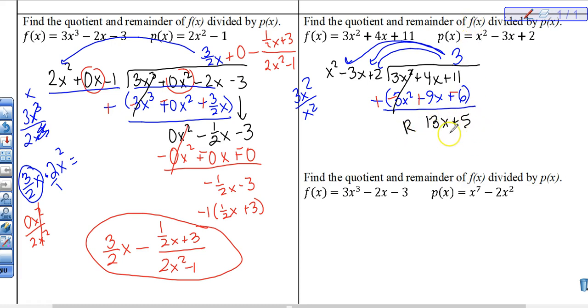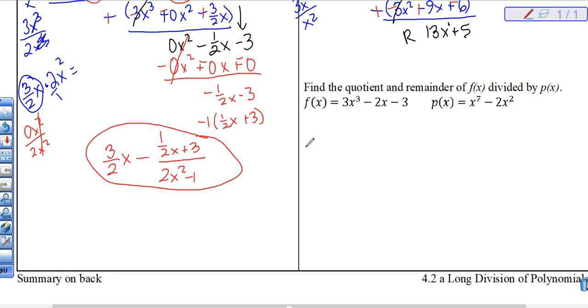And notice that the remainder has a degree lower than the divisor. That's supposed to happen. So what's our remainder? There it is. Beautiful. Usually when you do the same degree divided by the same degree, it's pretty fast. You only have to do one division.